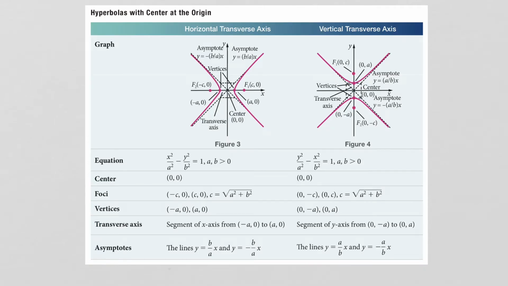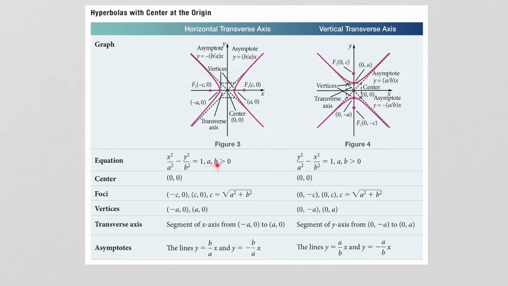If you have a hyperbola with a center at the origin, the equation looks very similar to an ellipse. The only difference is instead of having a plus sign right here, you have a minus sign. So the equation is either x squared over a squared minus y squared over b squared equals 1, or it is y squared over a squared minus x squared over b squared equals 1.